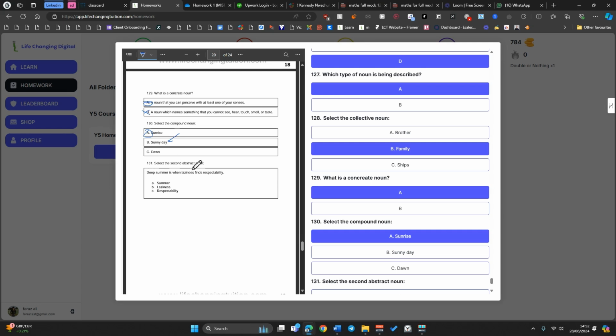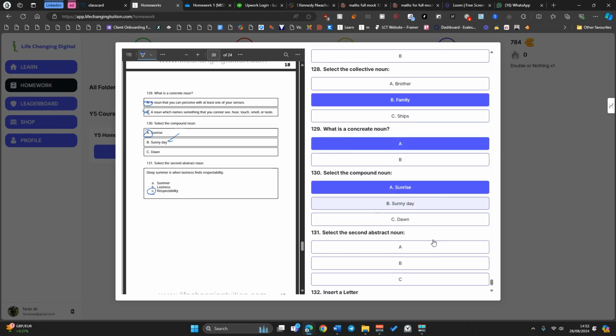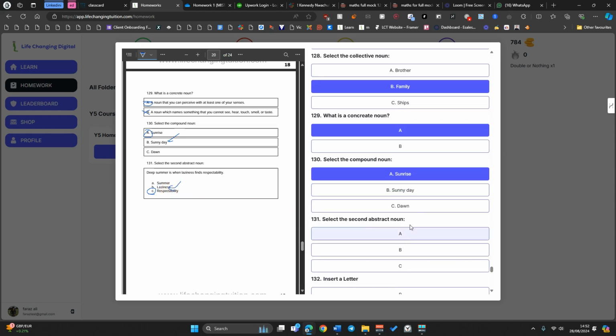Okay, 131. Deep summer is when laziness finds respectability. So respectability here will be the abstract noun. Laziness is again just another verb, so you have to be careful with those ones.